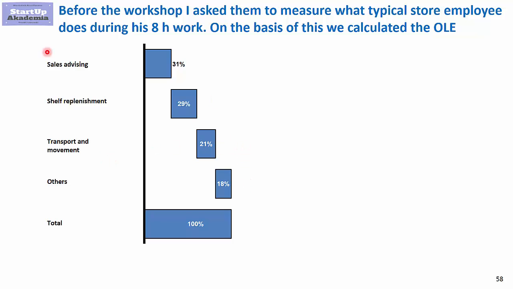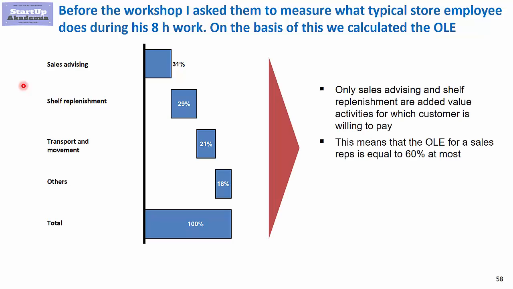As you can see, when we are talking about adding value, only those two are, sales advising and shelf replenishment. So we can say that the overall labor efficiency in the case of sales reps is at best 60%. So we know that at least 40% is wasted. Obviously, within the sales advising and shelf replenishment, there will be a lot of waste as well. So actually the overall labor efficiency is more like 30-something%. So we pay for 100%, but we actually get value only from 30 to 60%.